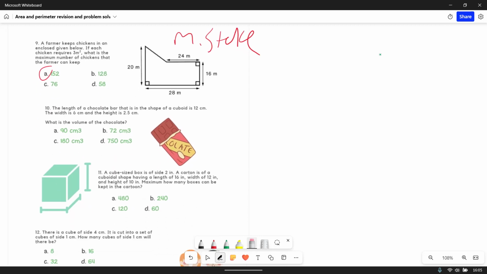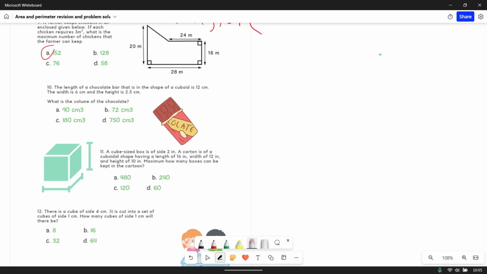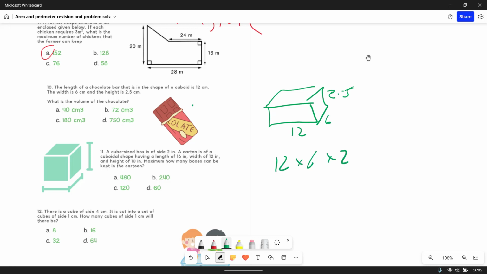Okay, the length of the chocolate bar that is in the shape of a cuboid is 12 centimeters. This bit is 12. So just draw it like that. So 12, 6, 2.5. To find the volume, you've got to times them all together. So 12 times 6 times 2.5. 12 times 6 is 72. So 72 times 2.5. That's 180. So number 10 is C.